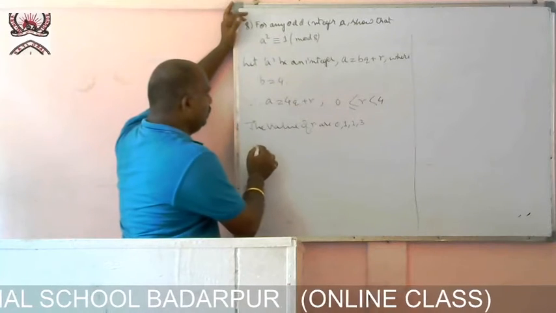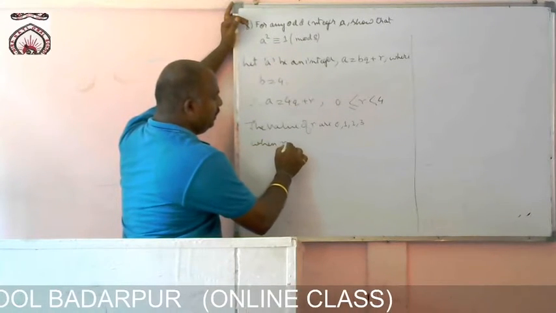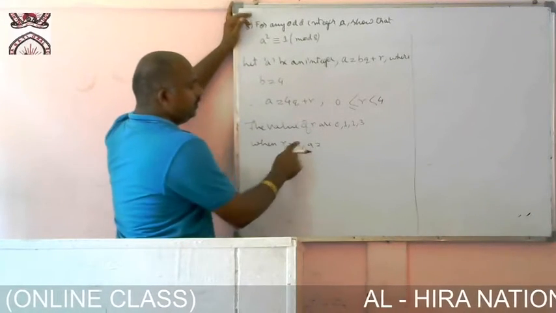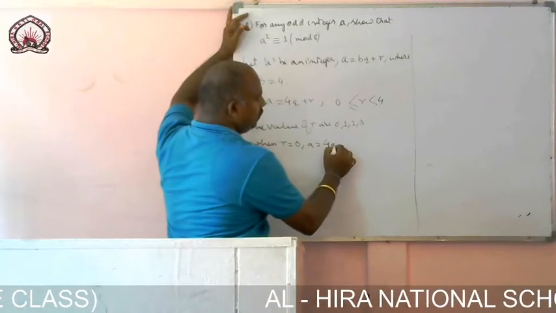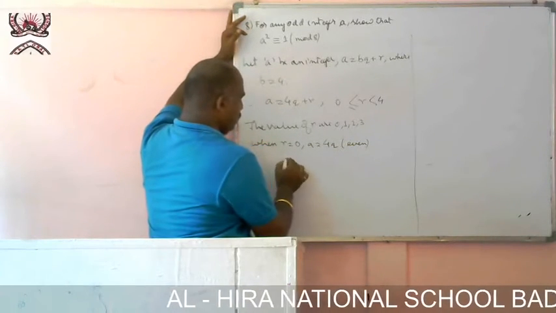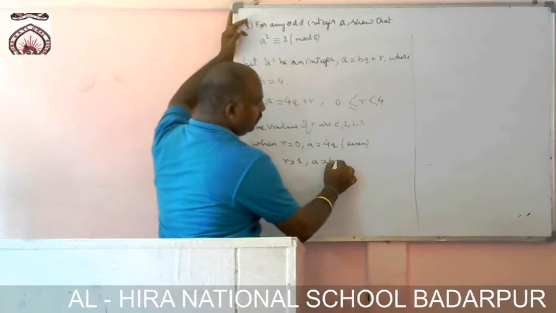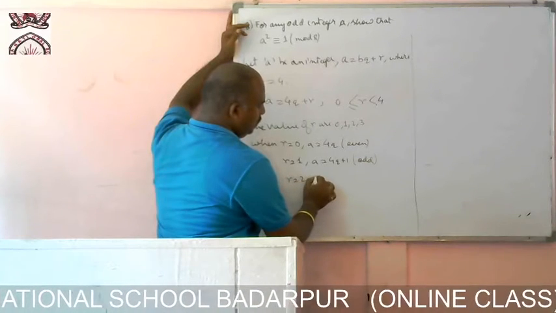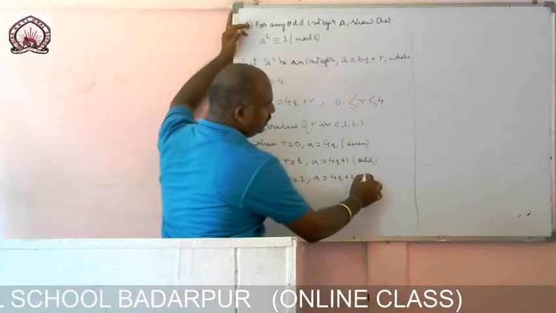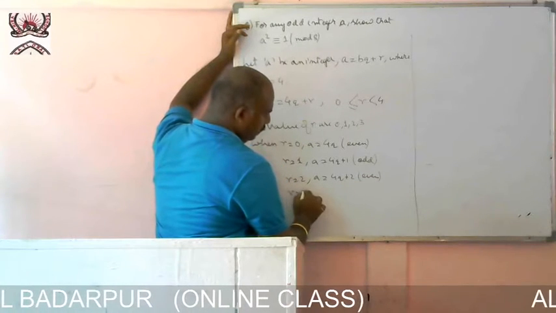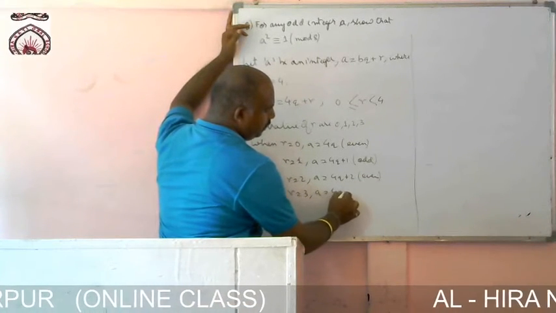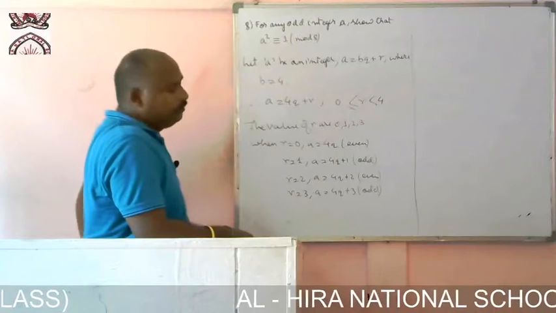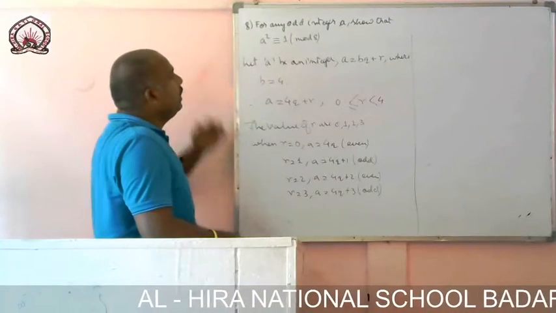Okay. Now, when r equal to 0, a is equal to 4q, that is even. When r equal to 1, a equal to 4q plus 1, that is odd. Now, r equal to 2, a equal to 4q plus 2, this is even. R equal to 3, so a equal to 4q plus 3, this is odd. So we have to find for odd integers.